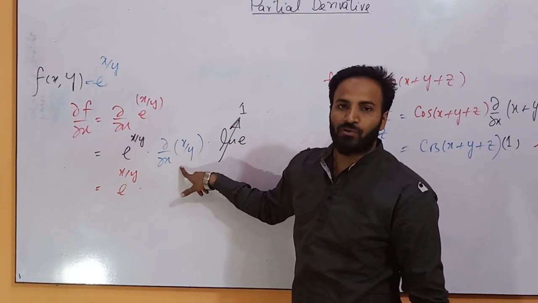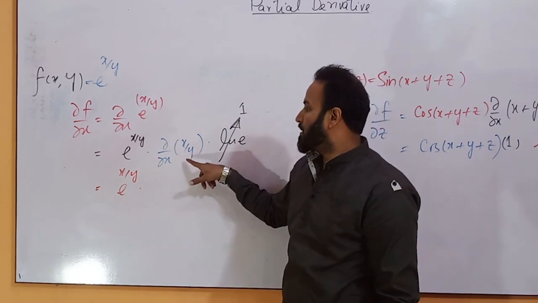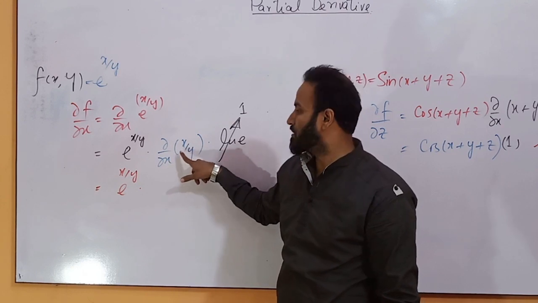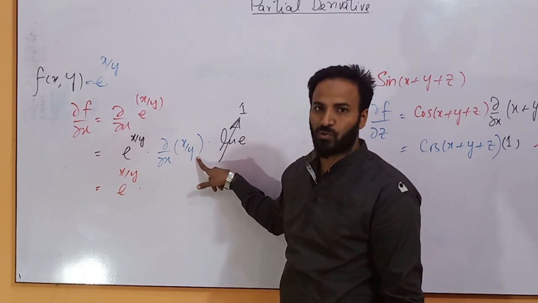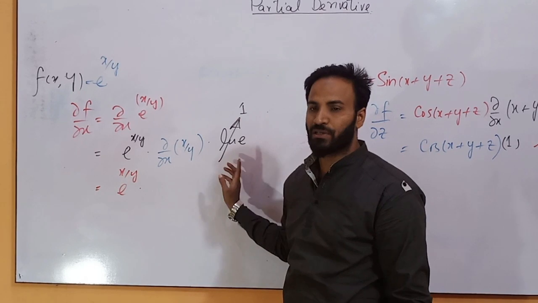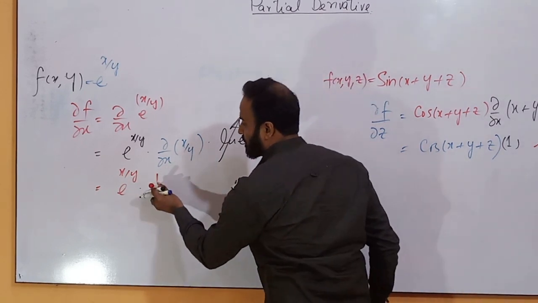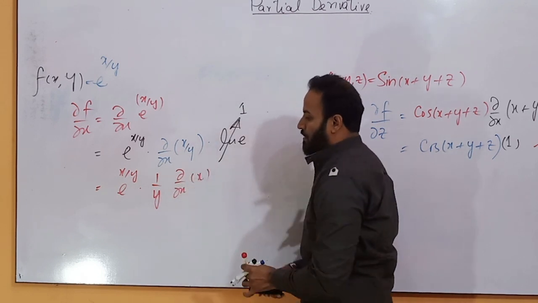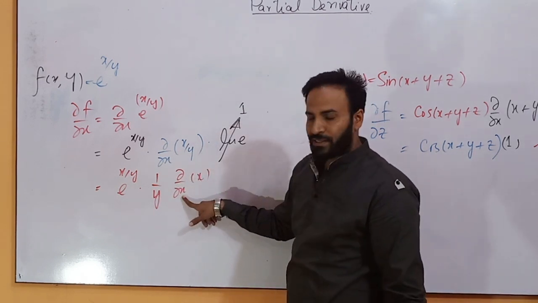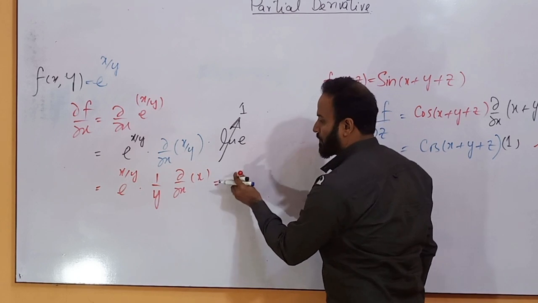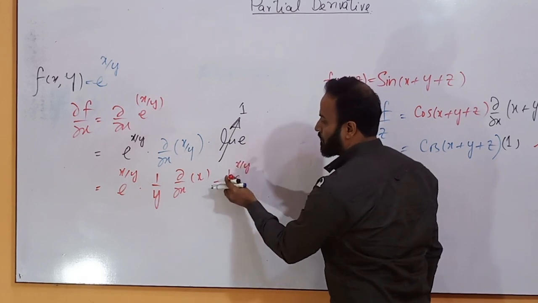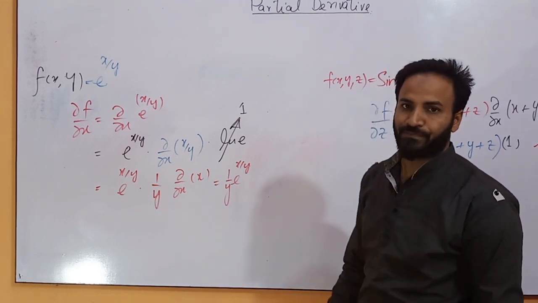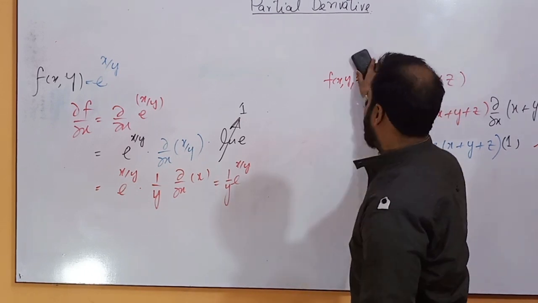As I told you, when you are dealing with the partial derivative, other than x, because you are taking the derivative with respect to x, the remaining variables will behave as constant quantities. 1 over y is a constant, so it will come outside the derivative. Partial over partial x of x, the derivative of x with respect to x is 1. So e to the power x over y times 1 over y, after arranging, this is your required answer. And now another function.